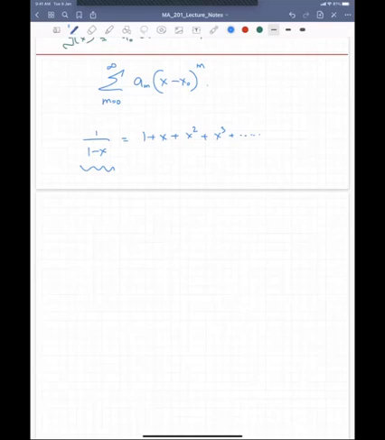Why? Because if x is equal to half, let us say, the left-hand side of this equation is 1 over 1 minus 1/2, which is 2. Okay. Now look at the right-hand side. The right-hand side would be 1 plus 1/2 plus 1/2 squared plus 1/2 cubed and so on and so forth, right?